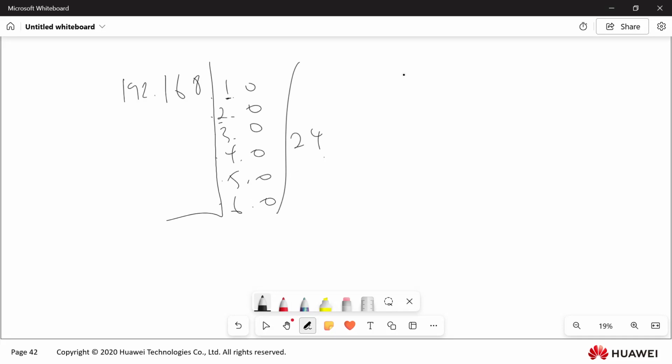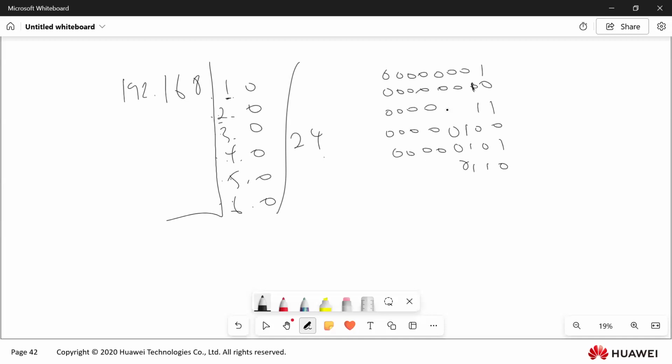So when I look at 1, 2, 3, 4, 5, 6, the first 4 bits are zeros. So the zeros are 1, 2, 3, 4. So this is 1, this is 2, then this is 3, this is 4, then this is 5, then we have 6, I think.